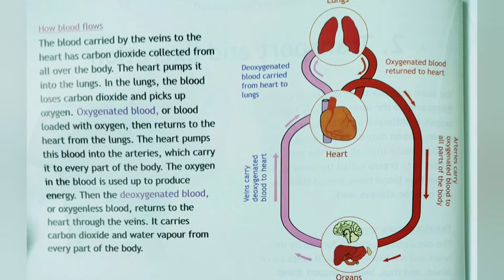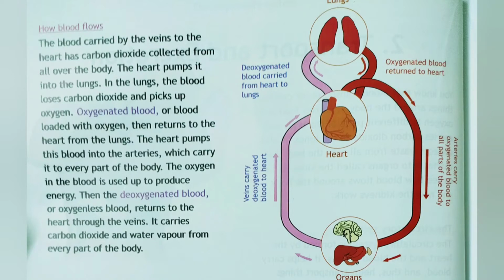And the oxygenated blood, that is the blood which is very rich or loaded in oxygen, will return back to the heart from the lungs, and the heart will pump this clean or oxygenated blood into the arteries, which carry it to every part of the body. So this process happens continuously in our body.